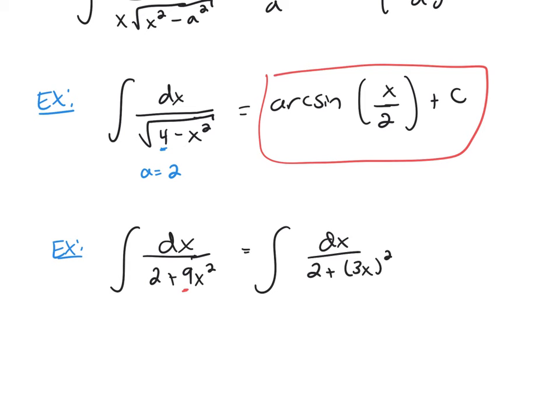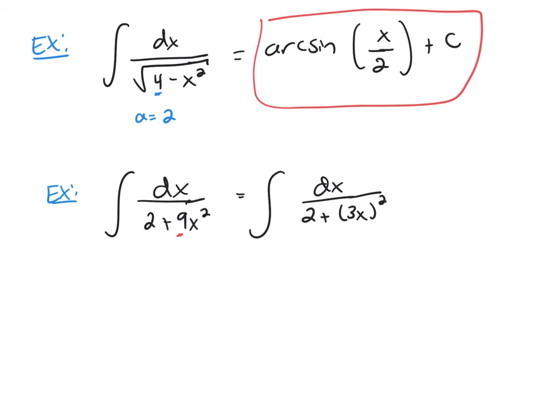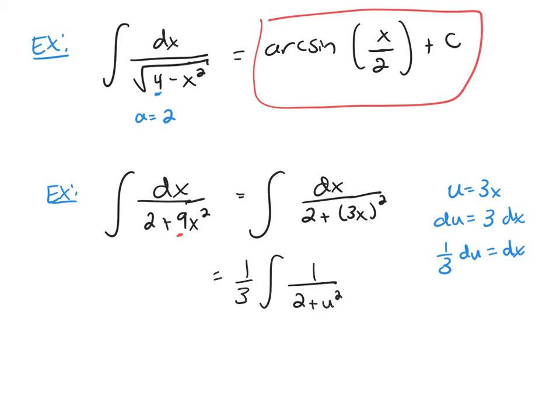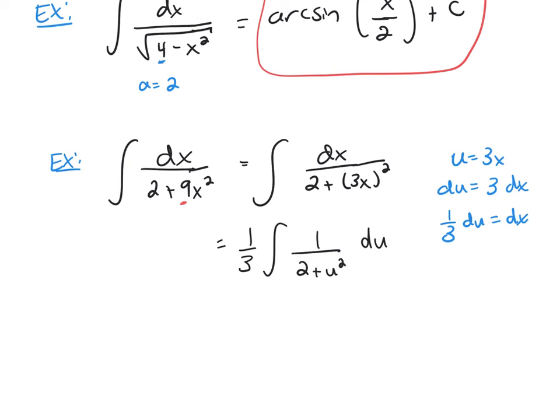It's 3x squared. And then I'm going to do a u substitution here, u being 3x. So I'm going to have 1/3 du is dx. So when I make this substitution, I'll get 1/3 times the integral of 1 over 2 plus u squared du. And from here, if you look back, which one does this match up with? Well, maybe first we'll identify a.